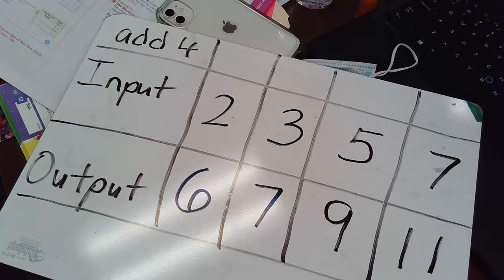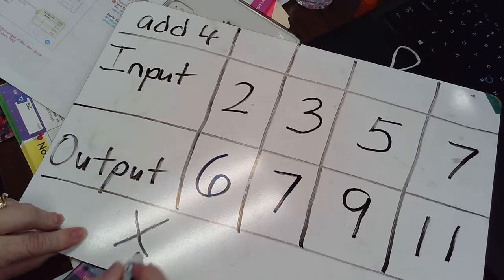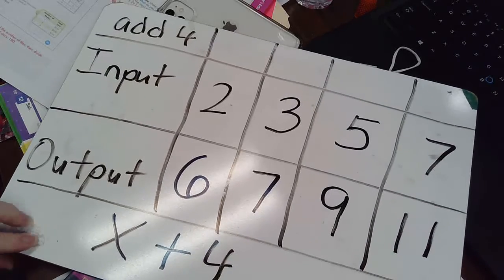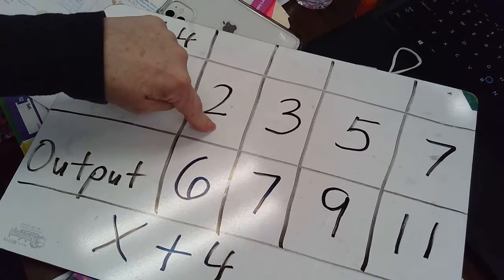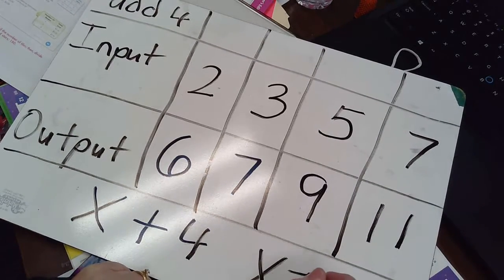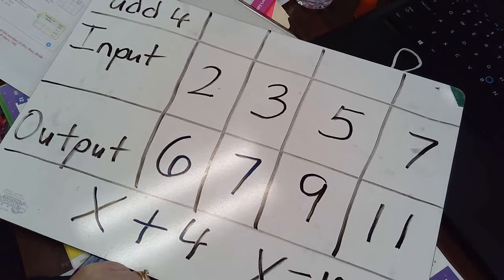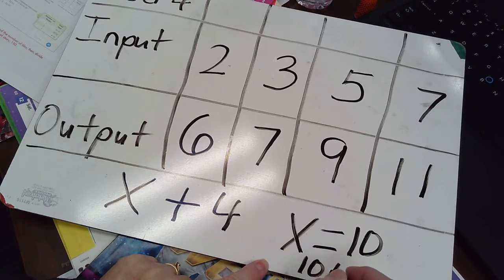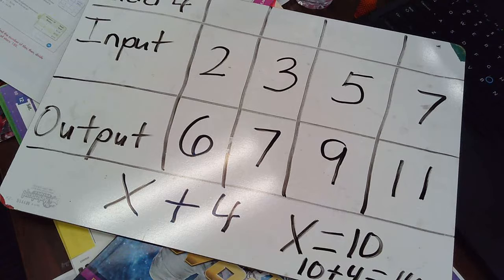So if we were going to call the input X, what do we do to get the output? We add 4. So no matter what X is, no matter what the input is, you know you're going to add 4. So if I told you that X, or the input, was 10, what would the output be? You would do 10 plus 4 and get 14. Okay, so that's basically what you're doing. So when you go back into your math book, you're going to look at the inputs and the outputs. You're going to figure out how you get from one to the other one.